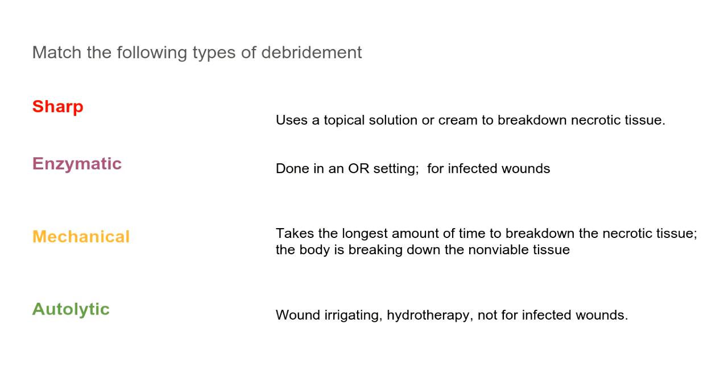So that is done with sharp, like a scalpel or a surgical tool, and it's done in an operating room setting, or it could be done in the patient's room, perhaps. But it's immediate. You get your results immediately. Enzymatic debridement. What do you think enzymatic debridement is? Number 1, you're using a topical solution or some sort of cream, applying it to the wound to break down the necrotic tissue. Great.